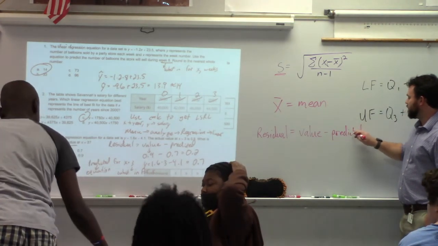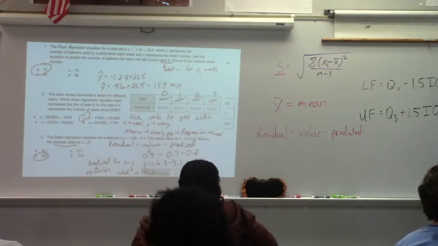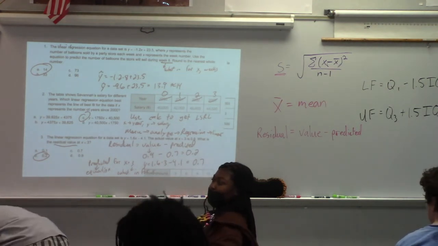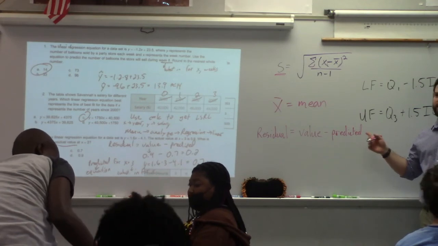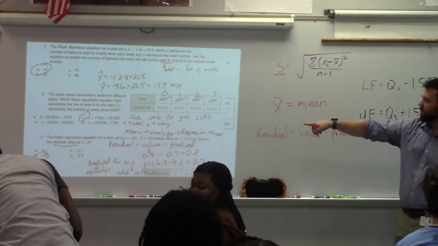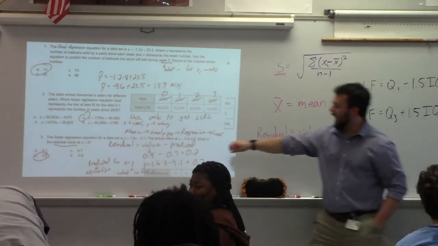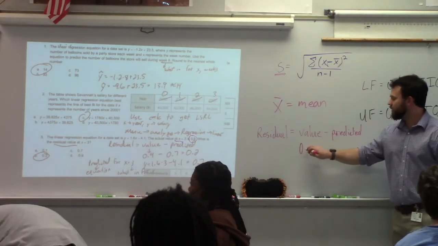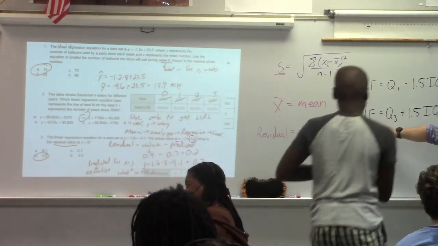What is the actual value? Okay, I'm trying to teach you. The residual is the actual value minus the predicted value. They gave you the actual value of what? At x equals 3, the value is 0.9. The actual value is 0.9. But I need the predicted value as well.